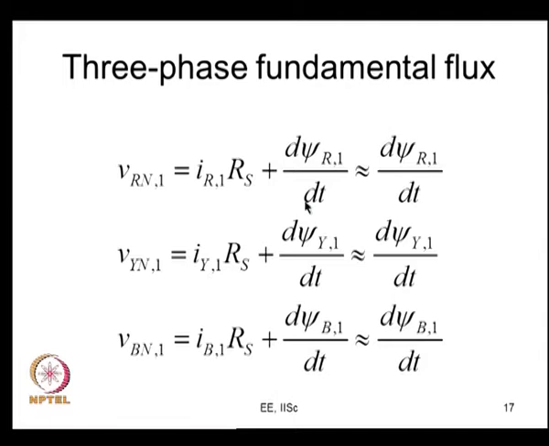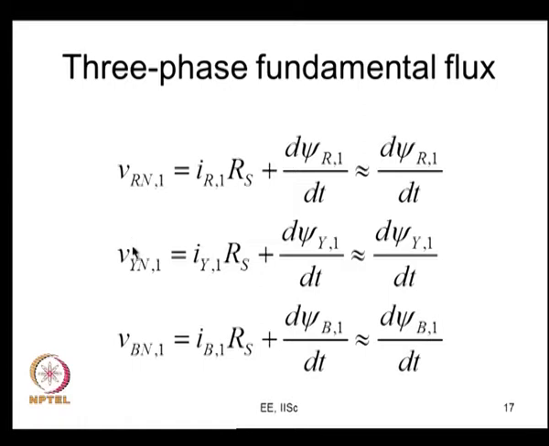What we can do in most cases is, this term is negligible compared to the second term, we will simply call this as approximately d psi R 1 by dt. So, the R phase fundamental voltage is approximately equal to the rate of change of R phase flux linkage. So, neglecting IR drop is a standard assumption which is actually valid at higher speeds. The basic V by f drive idea, constant volts per hertz drive, is actually based on that. If you ignore IR drop, you have your flux linkage and this would turn out to be the product of flux and frequency. So, your flux is approximately proportional to voltage by frequency, and that is why you do a constant V by f control.